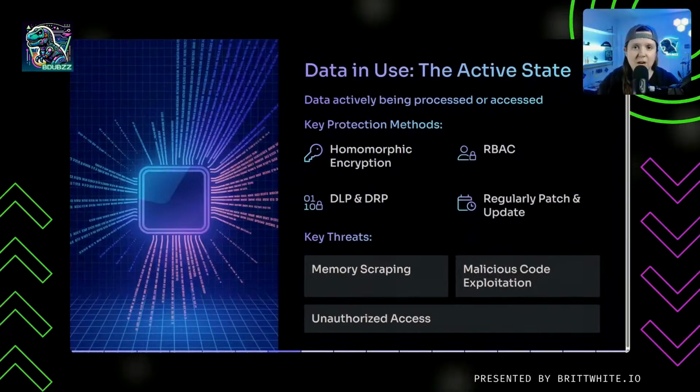Protecting data in use requires some advanced techniques. One fascinating approach is homomorphic encryption. This is mind bending stuff. It allows you to perform calculations on data while it remains encrypted. This is like a surgeon operating on a patient who's inside a completely sealed protective bubble. They can still do their work, but the patient is completely isolated from any external threats.